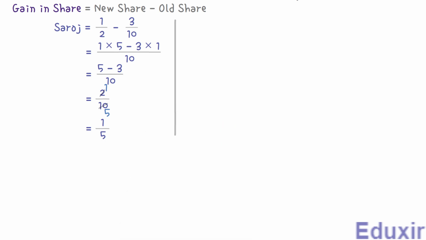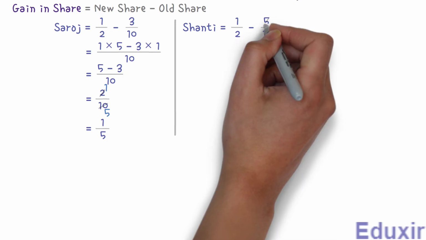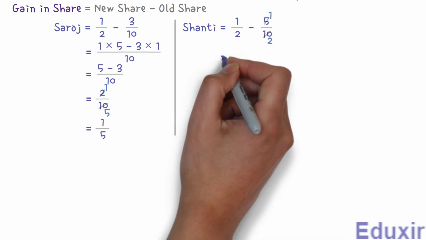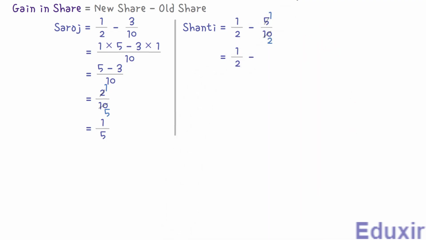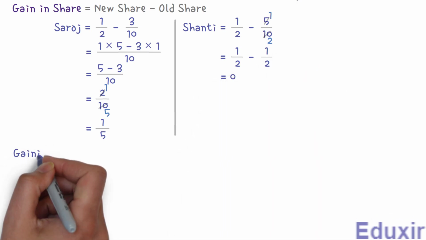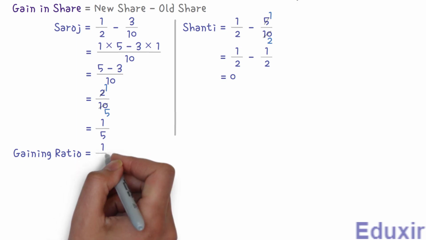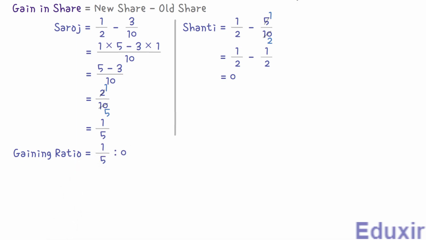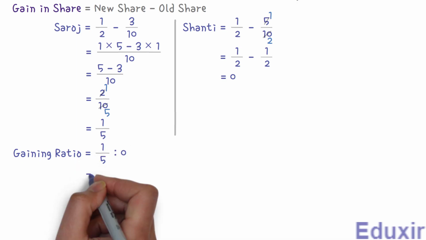For the remaining partner Shanti, this is equal to her new share proportion of 1/2 minus her old share proportion 5/10. Cancelling the second fraction with 5, 5 1s are 5, 5 2s are 10. This is equal to 1/2 minus 1/2. This is equal to 0. So the gaining ratio of the remaining partners is 1/5 is to 0. After simplification, this will become 1 is to 0.